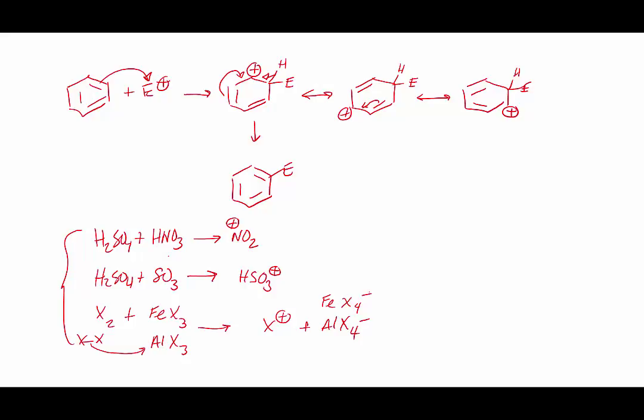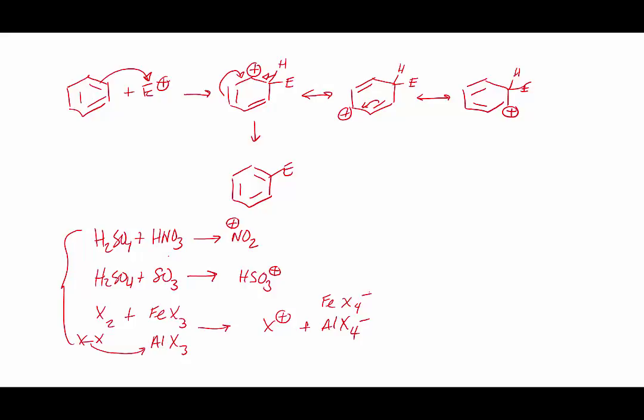Well, then it becomes a little bit more complicated, because what if there's already a group on the ring? Because if there's already a group on the ring, where should I add the electrophile? Should I add it 1,2, 1,3, or 1,4, which is ortho, meta, para? Or is it just random? It'd be real helpful if it was random, but it's not. There's a pattern, there's a system. And of course, whenever there's a pattern or a system, we have to answer the question, why?